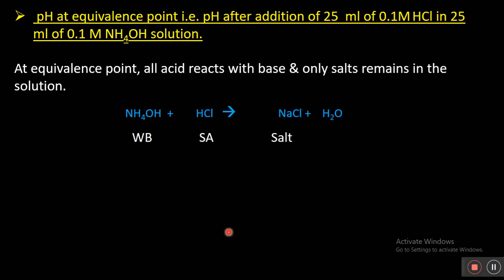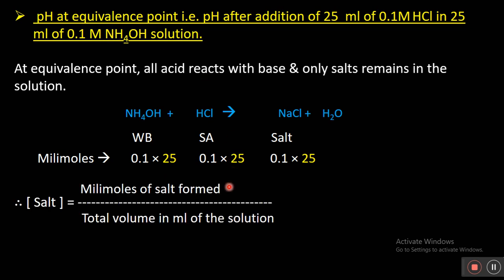So what happens? This ammonium hydroxide reacts with HCl and it is forming salt. So how many millimoles are formed? So 2.5 millimoles of base reacts with 2.5 millimoles of acid. So equivalent quantities are reacting together. Okay, and this point is called as the equivalence point.